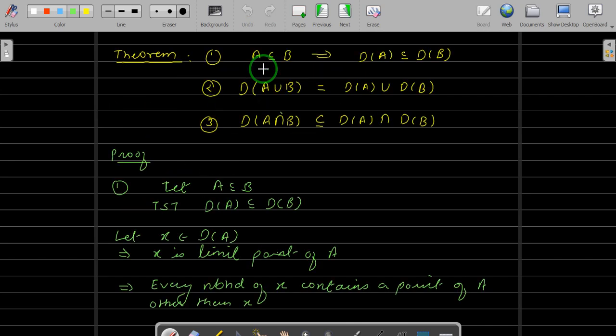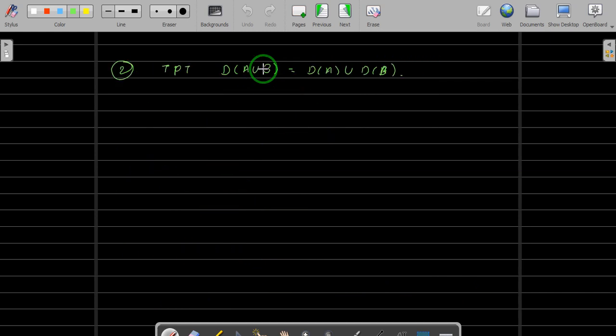And to show this, we can use our first property, that is, if A is a subset of B, then derived set of A is a subset of derived set of B. So how to use that? We need to show that derived set of A union B is a subset of derived set of A union derived set of B, and the reverse. Now one thing is A is a subset of A union B. This fact you know. This implies derived set of A is a subset of derived set of A union B.